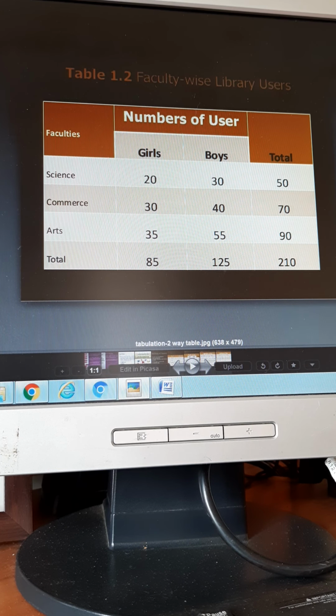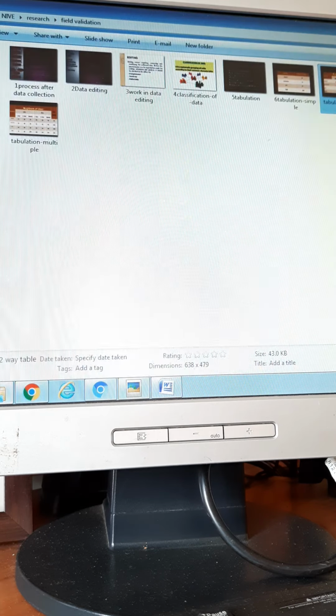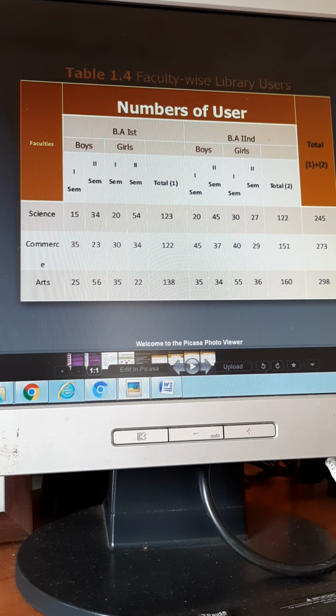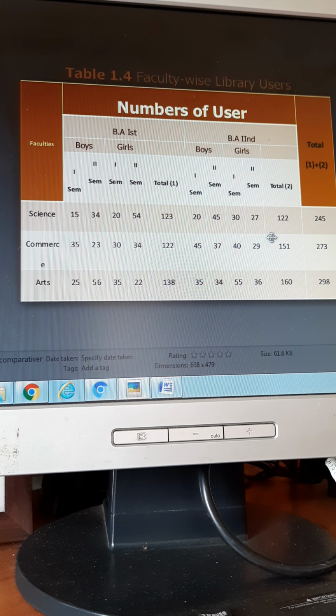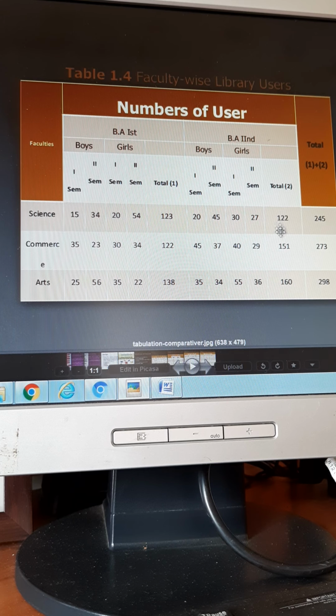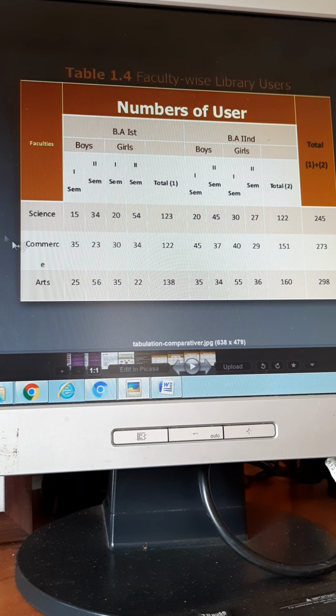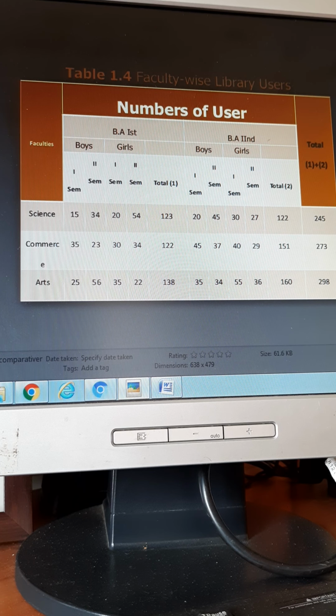So this is how many boys and how many girls. And look at this, a more complex table, semester wise: first semester, third semester, total number. Like this you can do for all the streams: BA, BCom, biotechnology, computer science, BSc computer science. Like this you can do for each and every department.